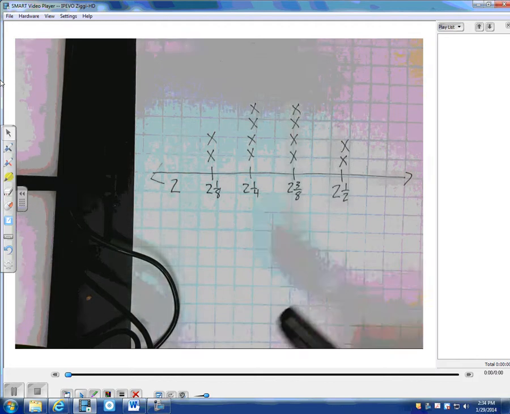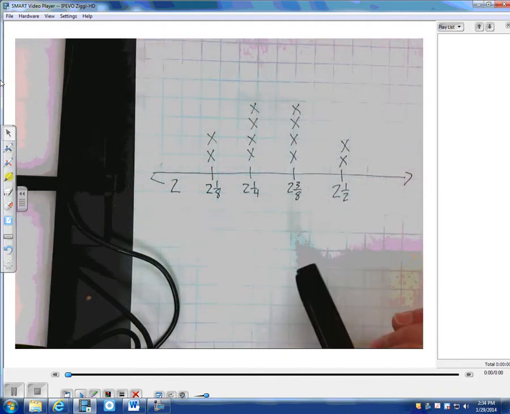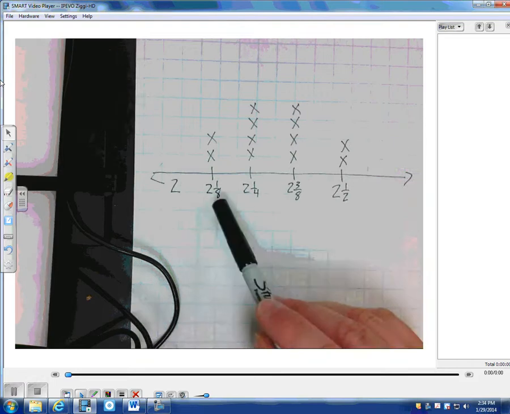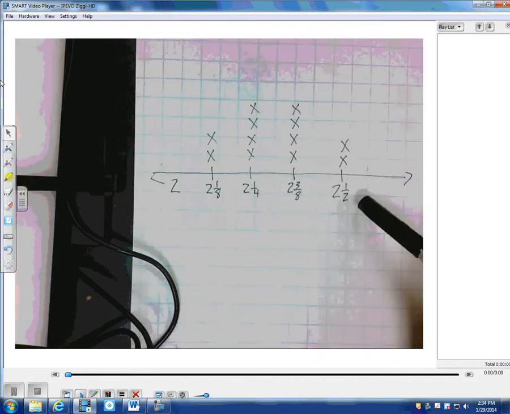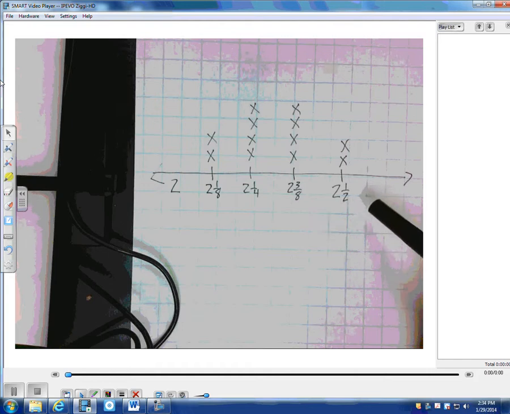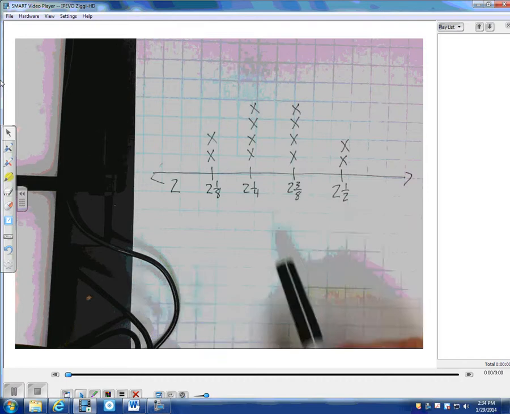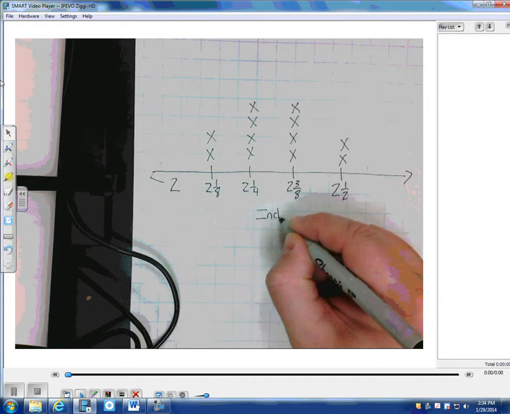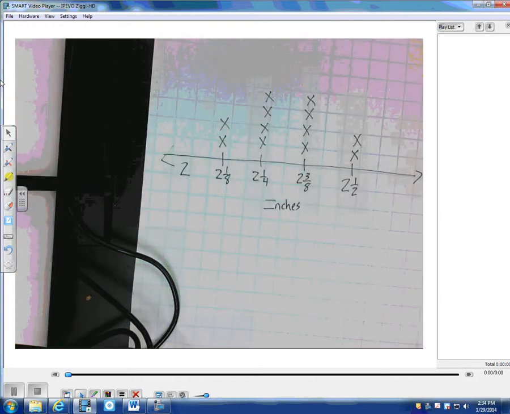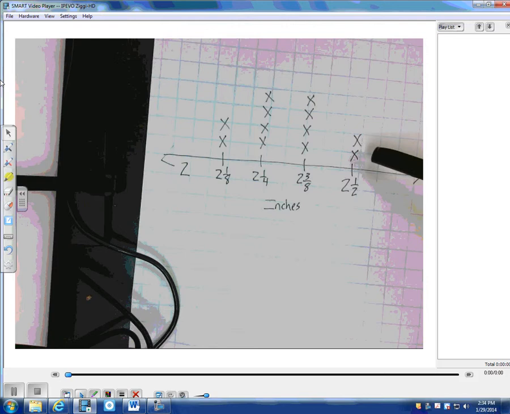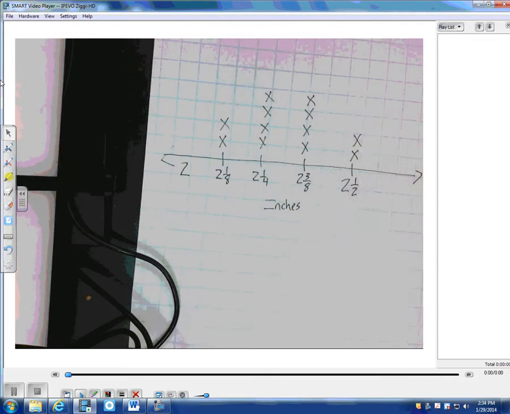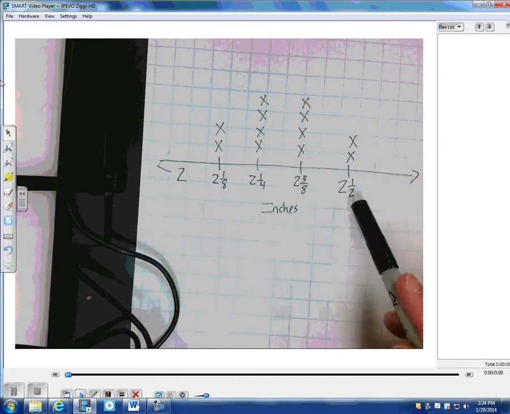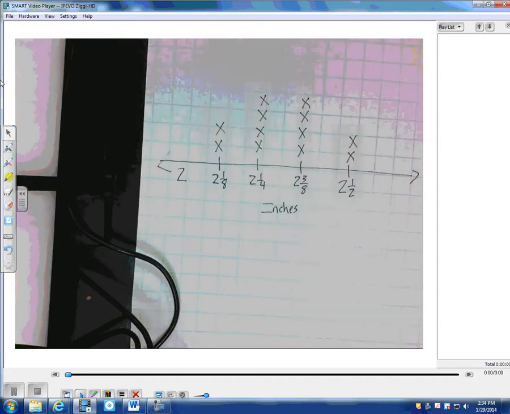It's important when we're looking at this that we understand what we're looking at. The 2 and 1/8, the 2 and 1/4, the 2 and 3/8, and the 2 1/2 represent inches. So this is 2 and 1/8 inches, this is 2 and 1/4 inches, etc. The X's represent the nails, so each X represents a nail, and the bottom part represents their length in inches.